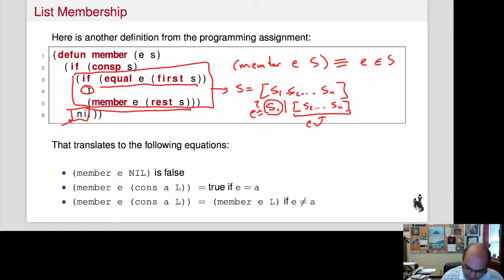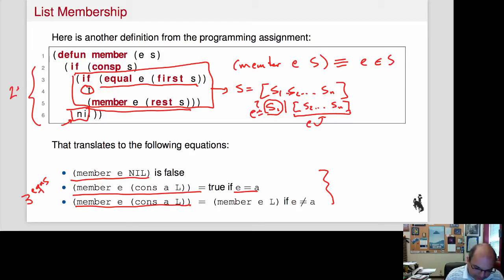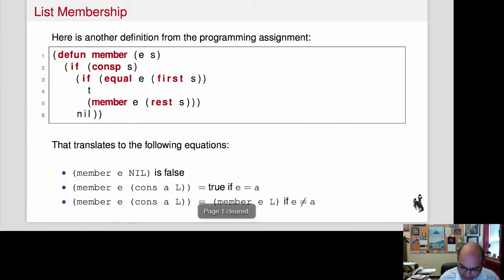Okay, now here are three equations that kind of capture that. Okay, so we have E is a member of nil. No, that's false. E is a member of cons A L. Well, that's true if E is equal to A. Otherwise, E is a member of cons A L if E is a member of L, and if E is not equal to A. Okay, so notice that I have three equations here, and over here, what I have are two ifs, right? And the purpose of the if is just to tell me I am in equation 1, equation 2, equation 3, and then the actual result is the right-hand side. So you see nil, true, and member E of L, which is the rest of the list S. Okay, so that's another function that we can work with.